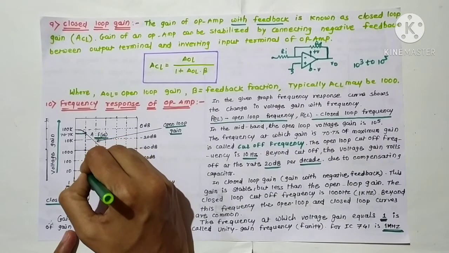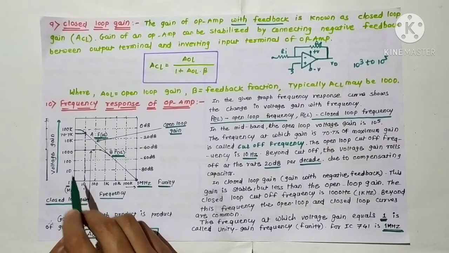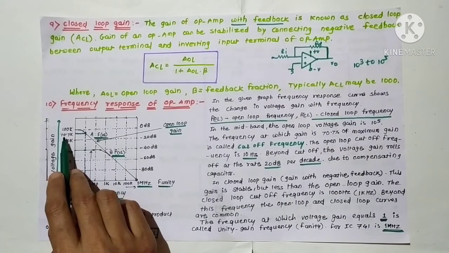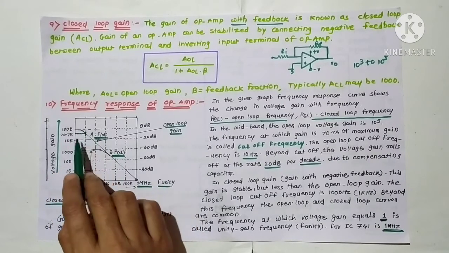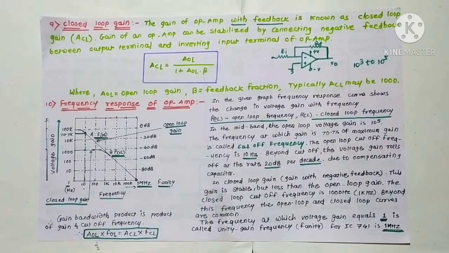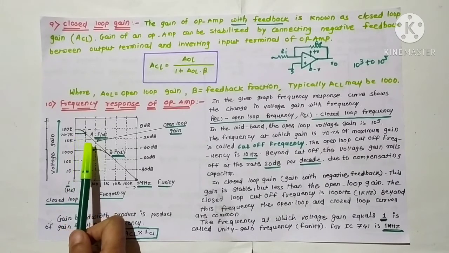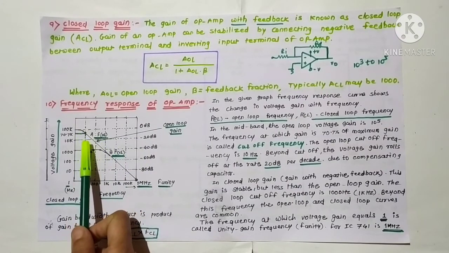At this point, the frequency is about 10 Hz and the gain is 70.7% of maximum gain, and the frequency is 10 Hz. Beyond this cutoff, the voltage gain decreases at 20 decibel per decade.